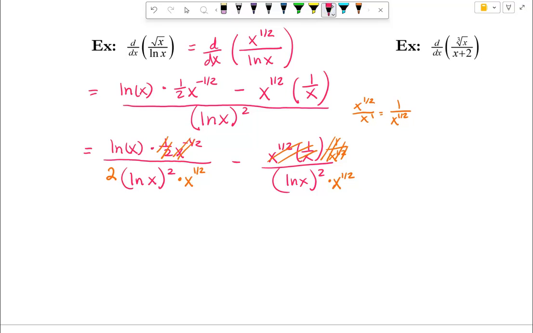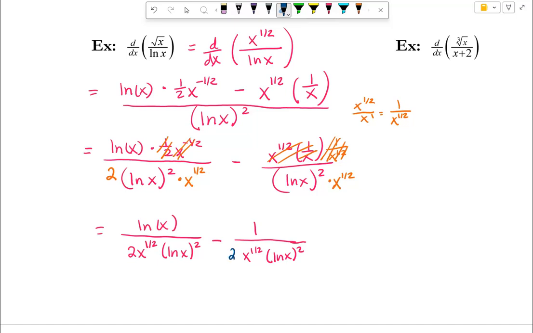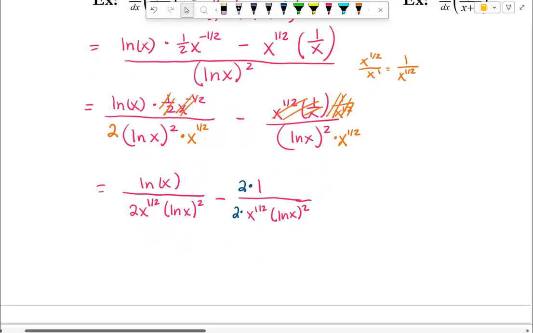All right, so now if I go and clean this up, we have ln of x over 2, I'm going to write this as x to the 1/2 power, ln of x squared, minus, we now just have a 1 in our numerator, x to the 1/2 power, ln of x squared. Now when we were working with our negative exponents, that caused us to lose our common denominator, and we want to get it back. So if I look, I really need to multiply my second term by 2. Whatever I do to the bottom, I have to do to the top to get my common denominator again. So now we could put this all over one denominator.